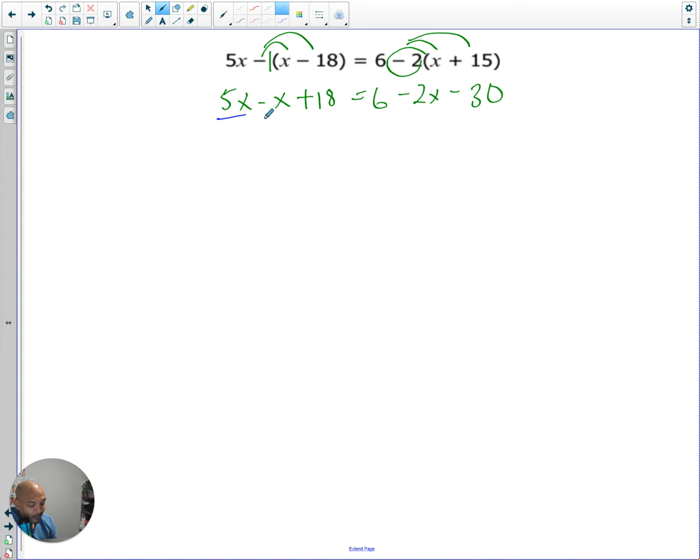So 5x minus x is going to be 4x, all right? And now this 18, we can't combine this with these, all right? Remember, like terms have to have the same variables raised to the same exponents, all right?